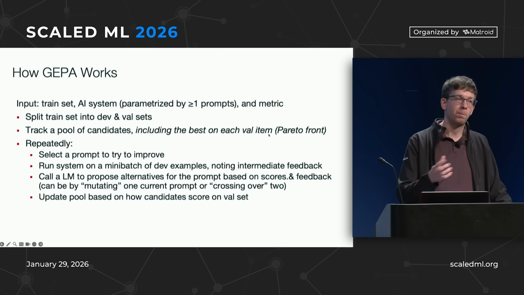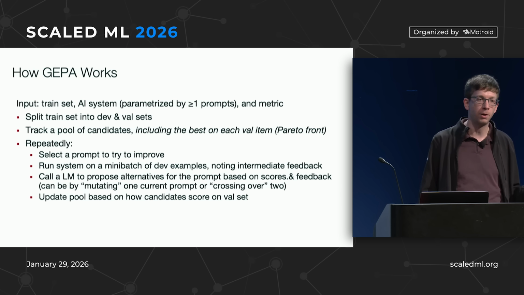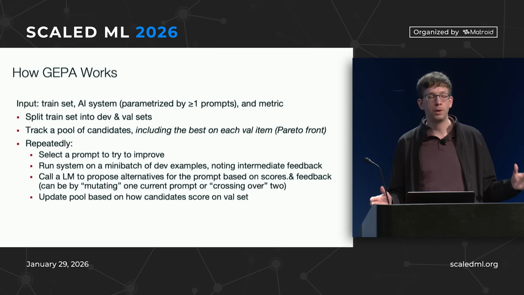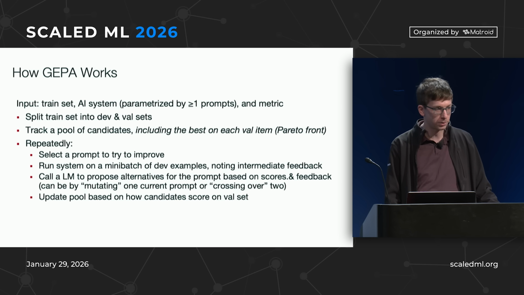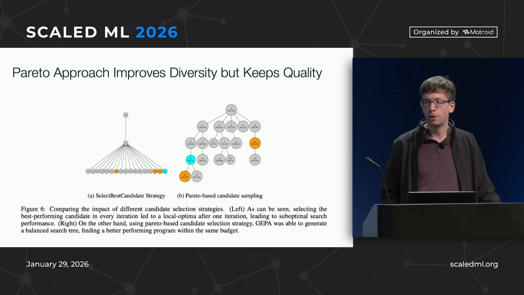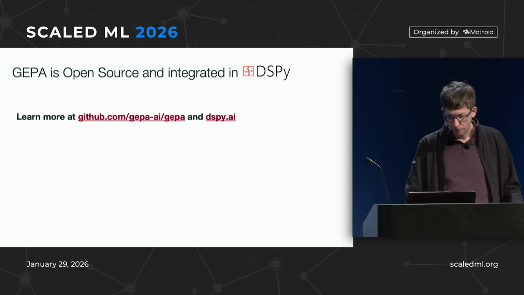So even if a prompt isn't good for all the examples, if it's good in one, maybe it's got some nuggets in there that we want to use. And this is why we have this population rather than a single prompt where we get stuck. I'll skip this, but basically this Pareto approach works much better than just asking an LLM to improve the single best prompt, which would be a sort of beam search type of approach.